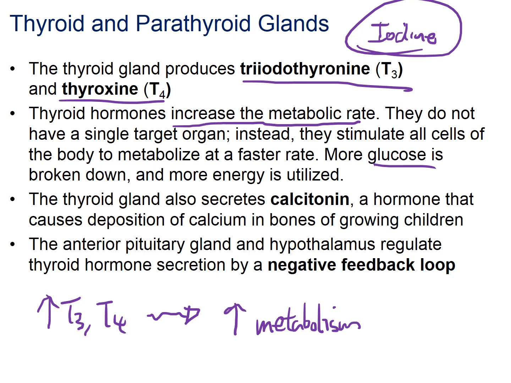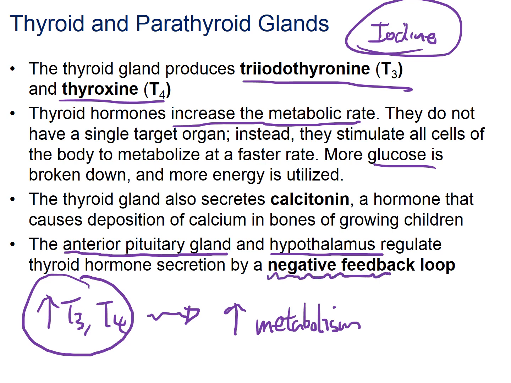But your metabolism is not going to increase forever, because as you saw in the previous slide, right, when you have an increase in T3, T4, right? This is the end of that axis. These T3, T4 will actually go back to your anterior pituitary gland and your hypothalamus and inhibit its own secretion, right? So this kind of regulation is called negative feedback.